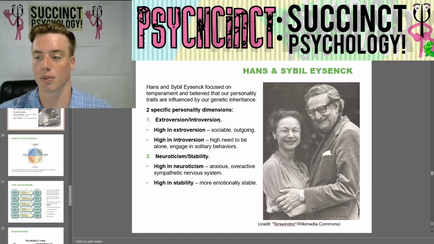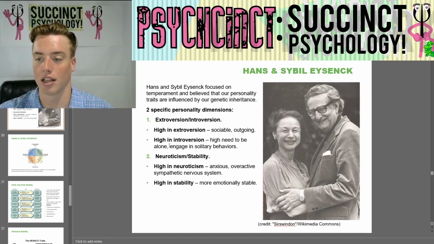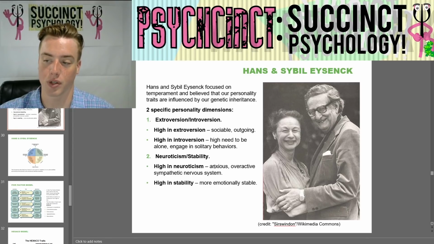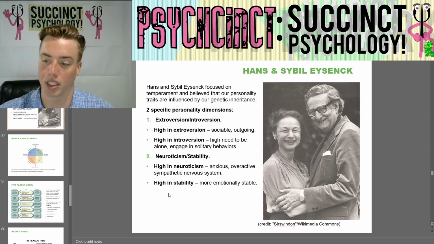So 2 specific personality dimensions: extroversion/introversion. If you're high in extroversion, you are sociable and outgoing, and if you are high in introversion, you have a high need to be alone, engage in solitary behaviors. Now, then you have the second personality dimension, neuroticism/stability. If you are high in neuroticism, you are anxious, overactive, and you have an overactive sympathetic nervous system. Then if you are high in stability, you are more emotionally stable.